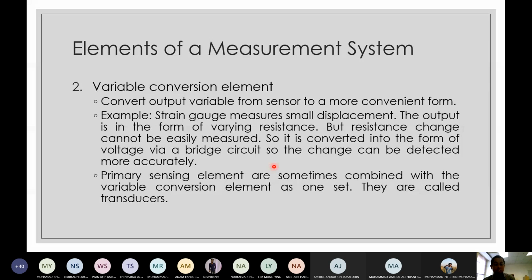Sometimes the sensor, or the primary sensing element, is combined together with the variable conversion element as one set. Under this condition, they are typically called transducers. You'll see a lot of this in your career later.